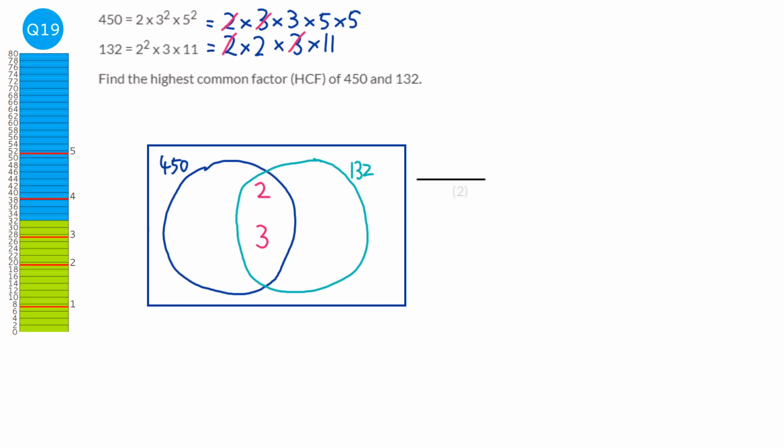And then 450 has a 3, a 5 and a 5. And 132 has the 2 and the 11. So to find the highest common factor, as I said, you multiply all the numbers that are in the middle. And so the highest common factor will be 6.